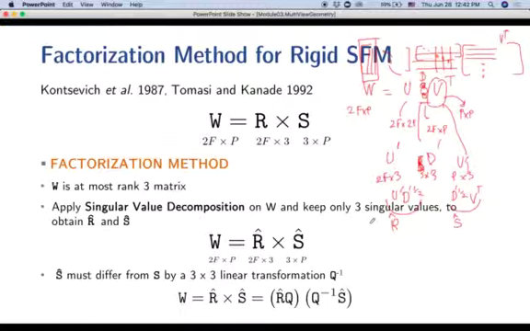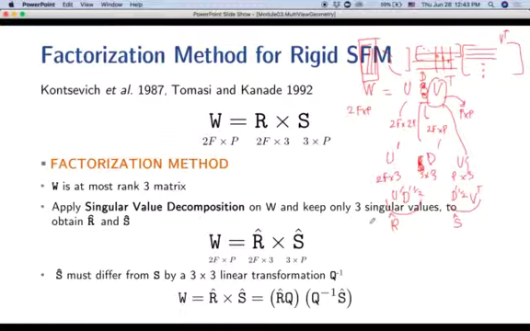Right? Because the correct one does exist, and so that would also be a decomposition. And the decomposition can differ by this internal matrix because that's an identity. So there must exist some Q and Q inverse here that I can find. I don't know how to find it, but I can find it so that I get the correct R and the correct S. The R that actually corresponds to camera rotations and the S that actually corresponds to the structure. Okay?